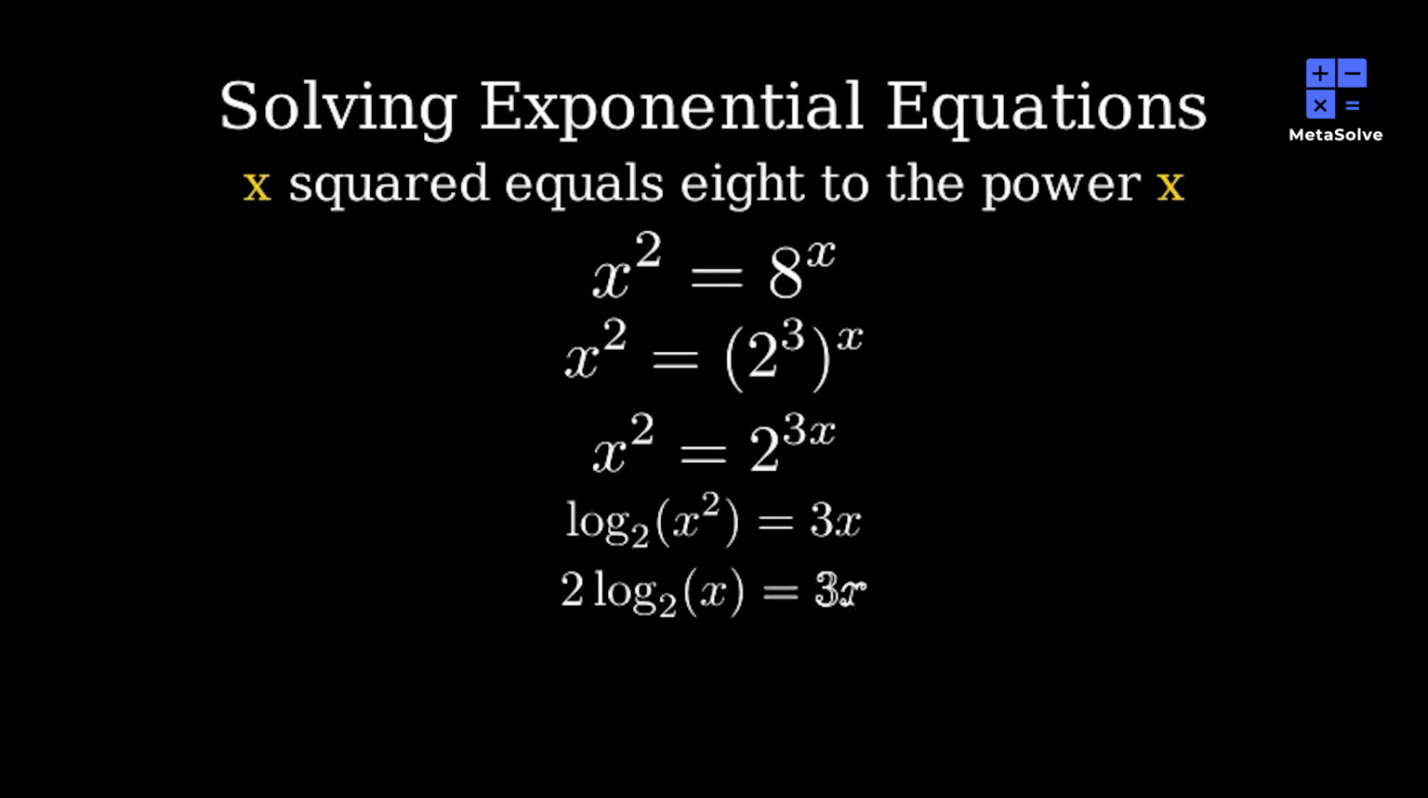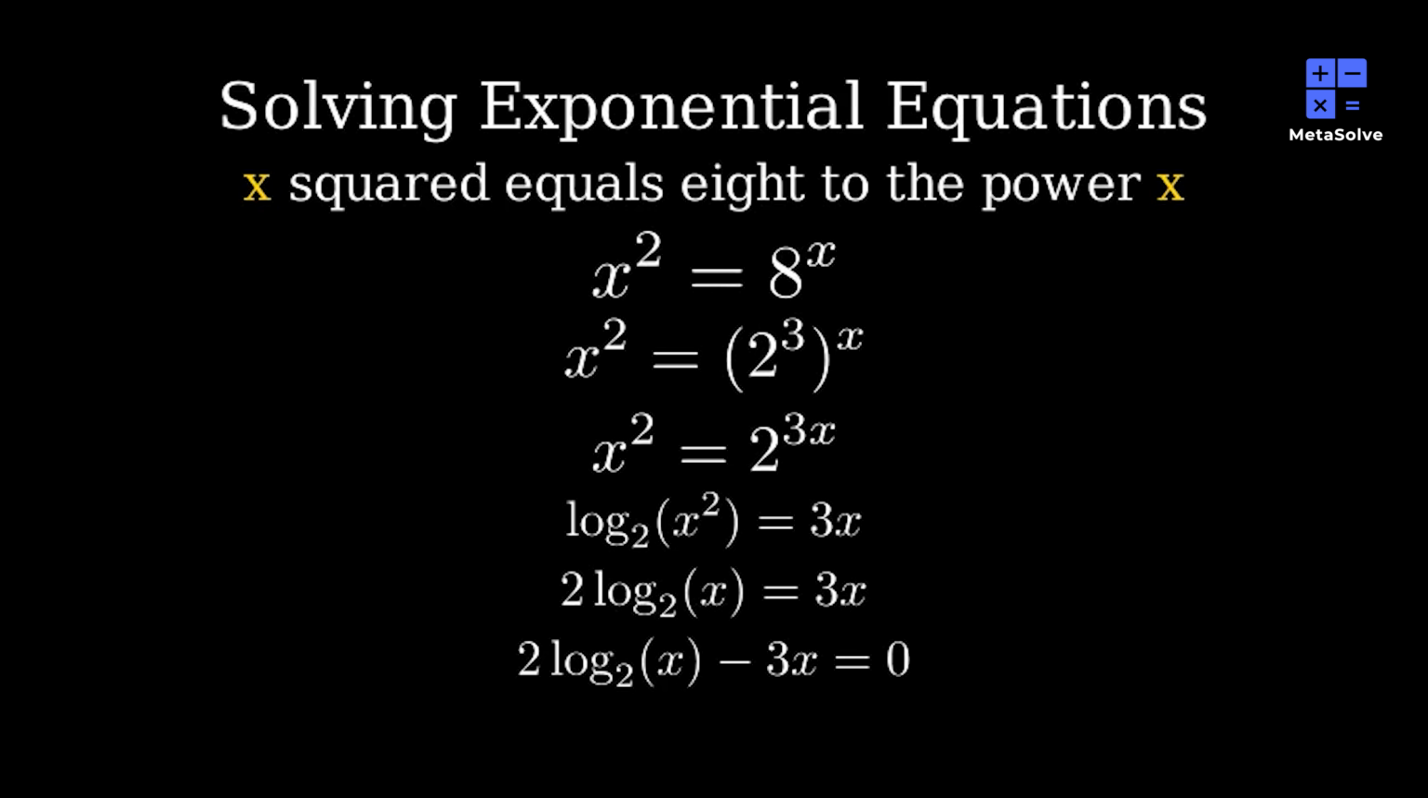We now have an equation involving x on both sides. Let's write it as 2 times log base 2 of x minus 3x equals 0. One way to solve this is to make a graph of both sides and look for the intersection. Let's plot the function f of x equals 2 log base 2 of x minus 3x.